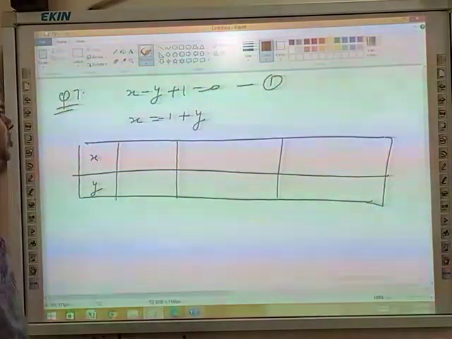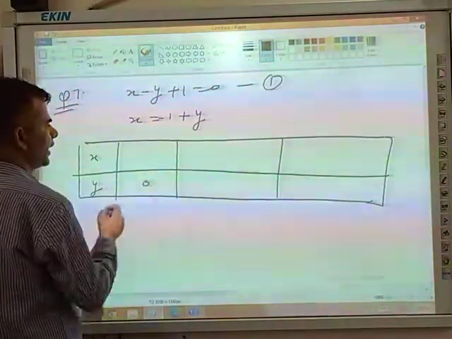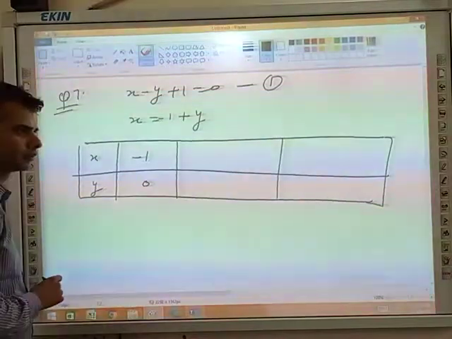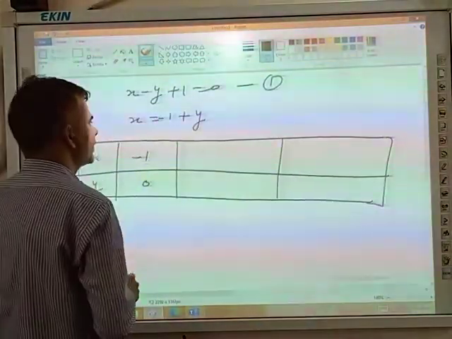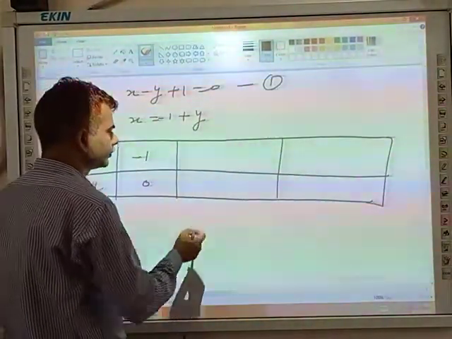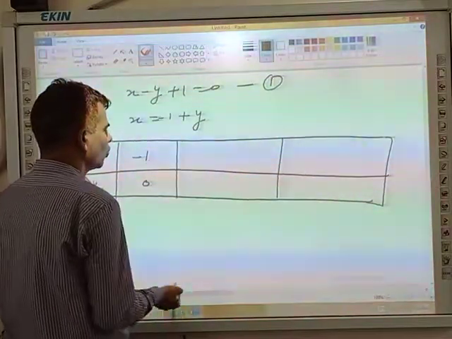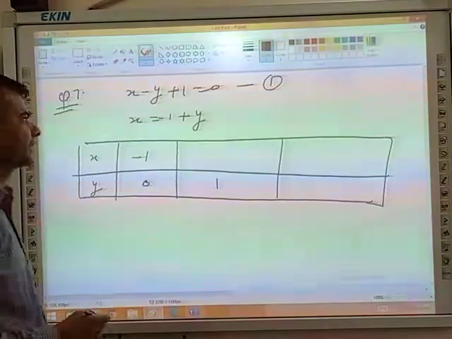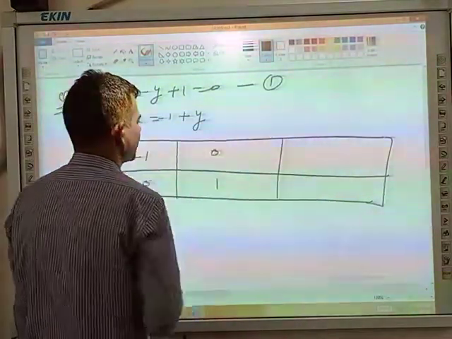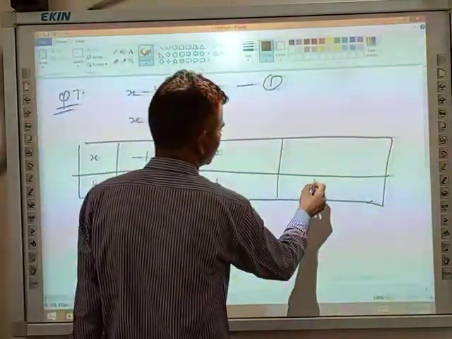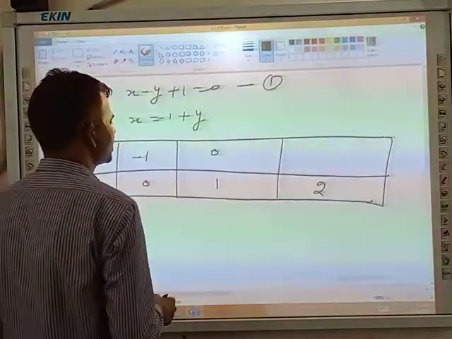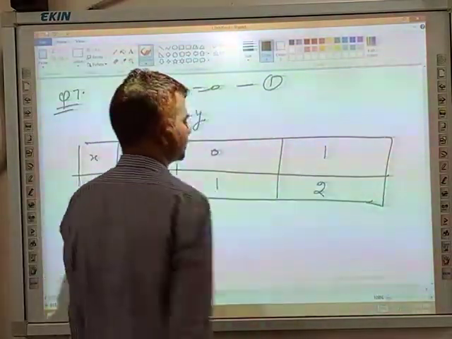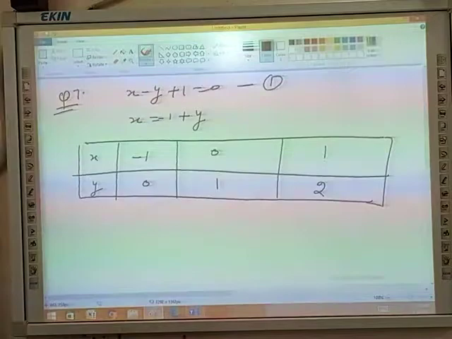Students, if y is 0, x is minus 1. If y is 1, then x is 0. If y is 2, then x is plus 1. Students, note down these points.